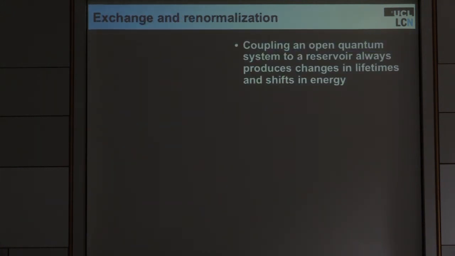Right. Now, what's going on here? What's going on is that we're basically coupling an open quantum system to some kind of reservoir. And all of you know from your undergraduate physics classes that if you couple a quantum system to a reservoir, you will get some kind of energy level shift and you will get a change in lifetime. Right? This is basic perturbation theory that tells you that.